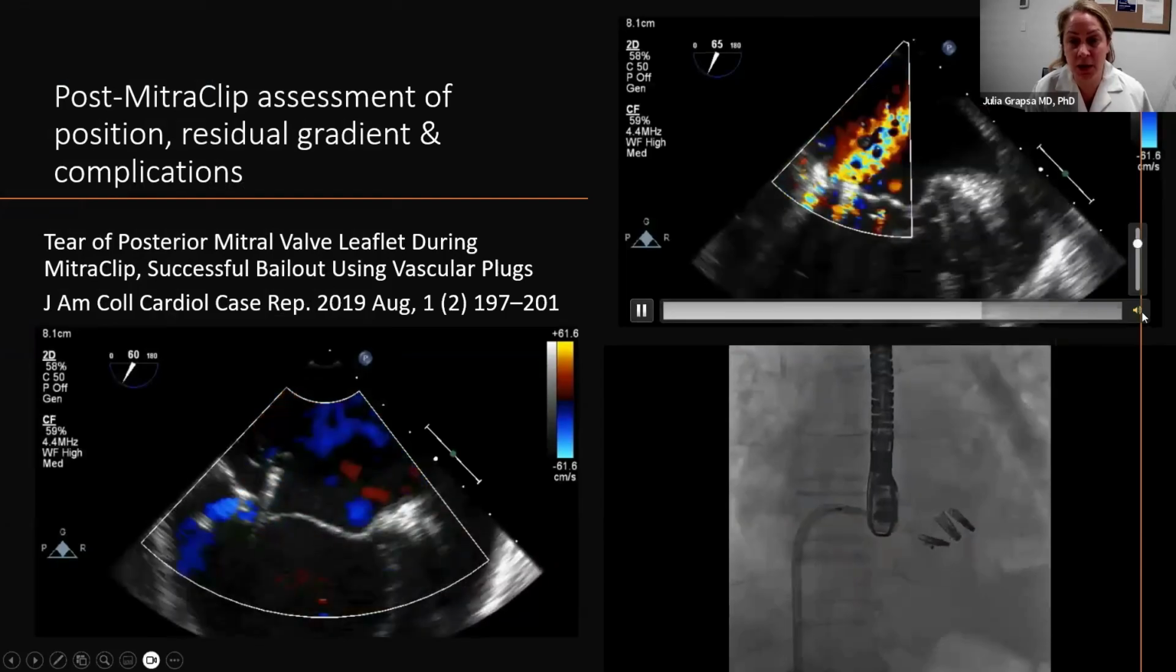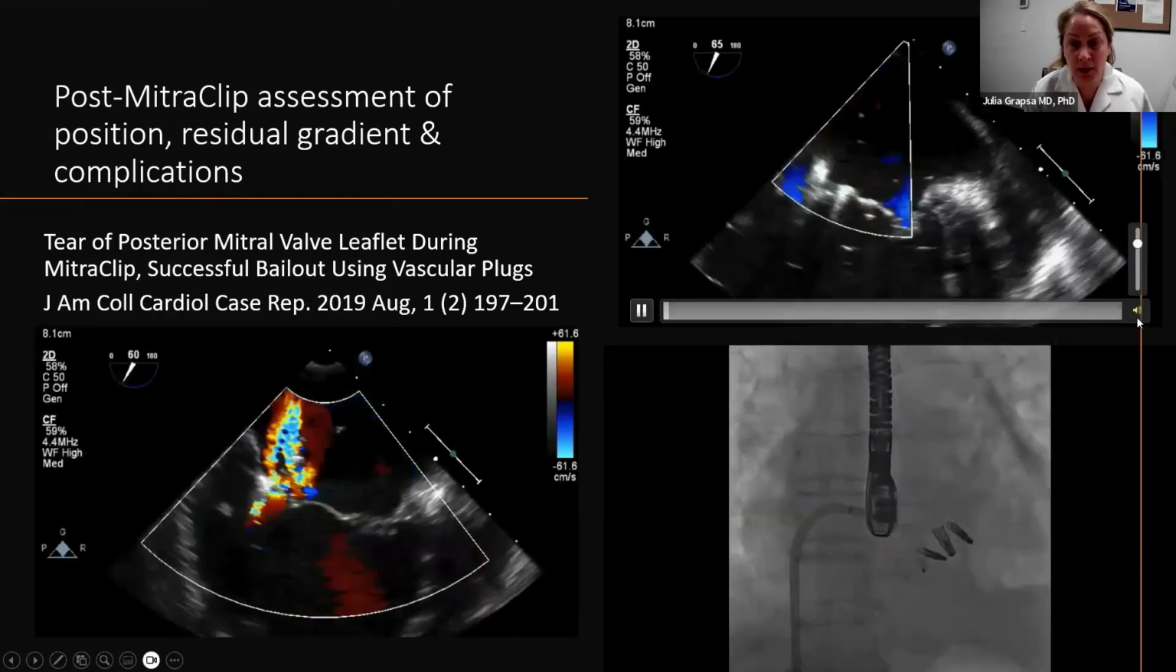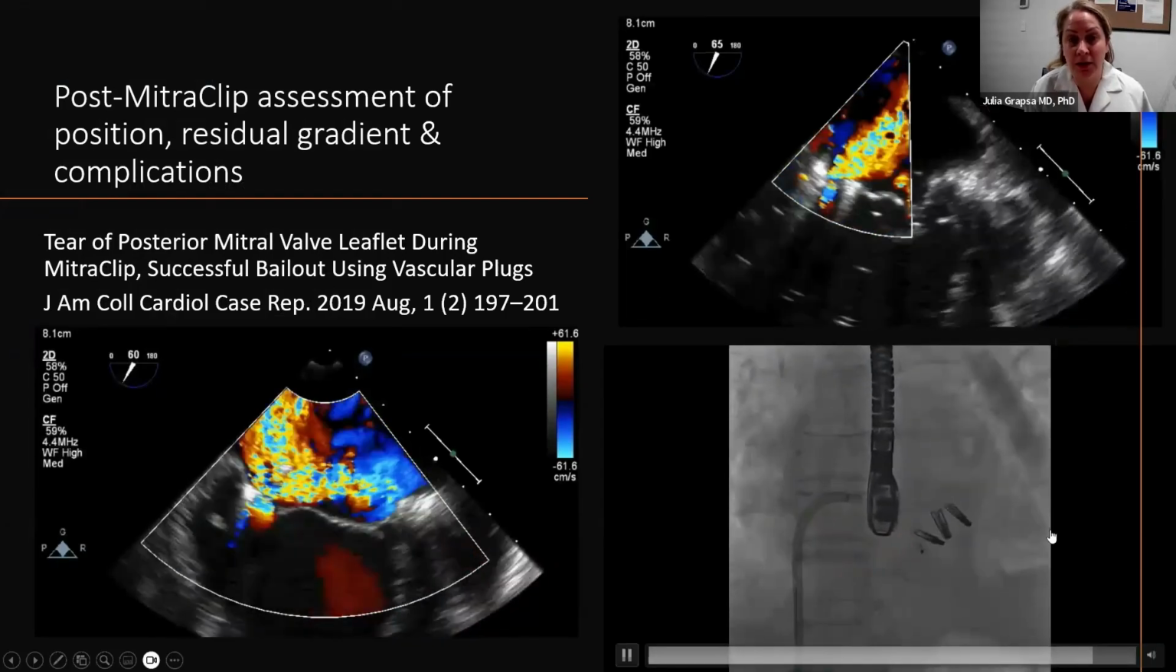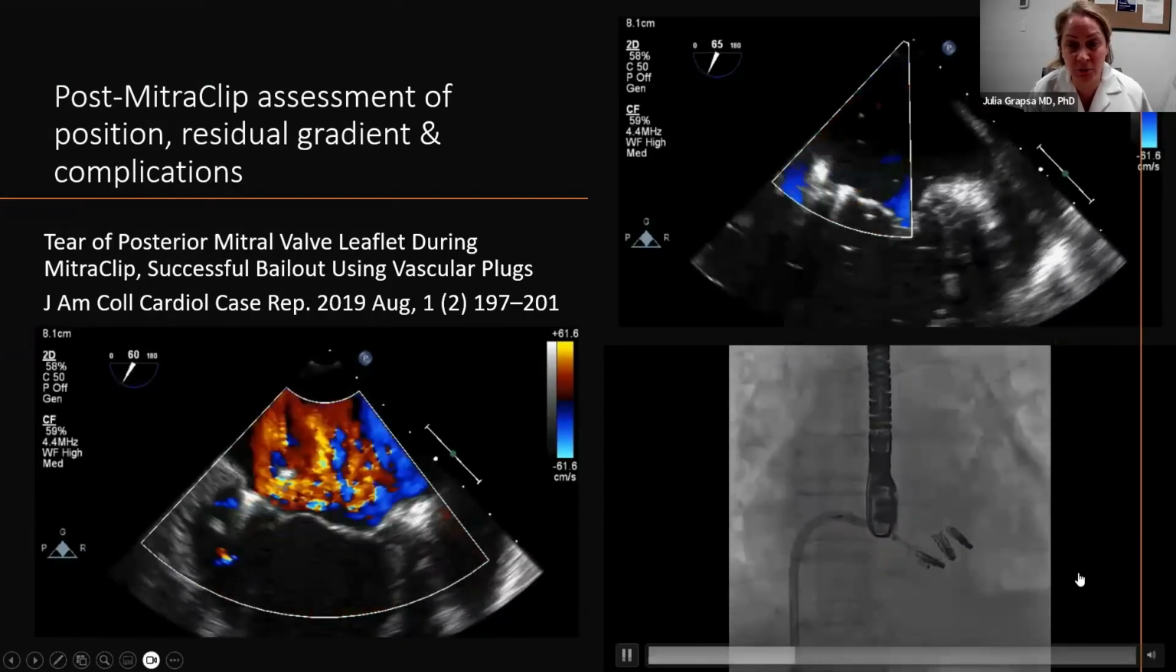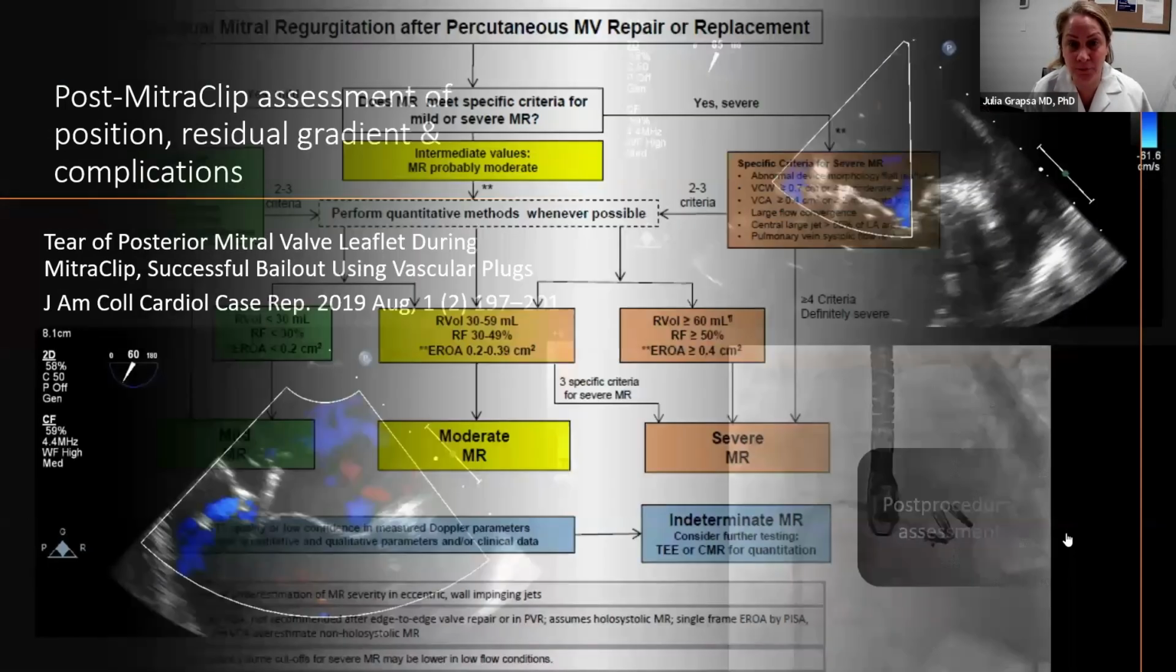Here is an example to the extreme: this is a patient in whom they inserted actually 3 different clips, and then they also placed a plug. You can see the clips and the plug, and here you would expect that the gradient across the mitral valve would be significantly high.